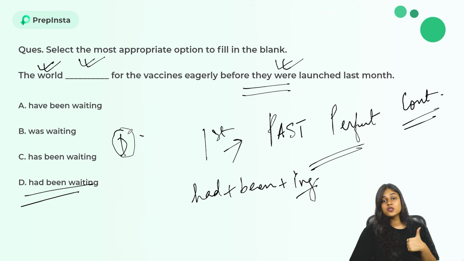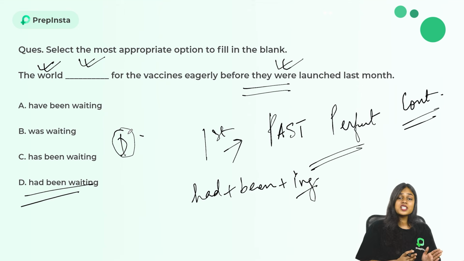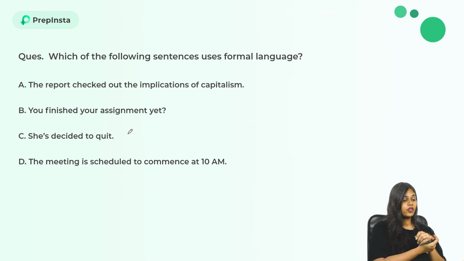Have been waiting is present perfect continuous, cannot be used because world over here is singular. We cannot use a plural verb. Has been waiting is again present perfect, cannot be used because it is in the past. So, had been waiting. All right.